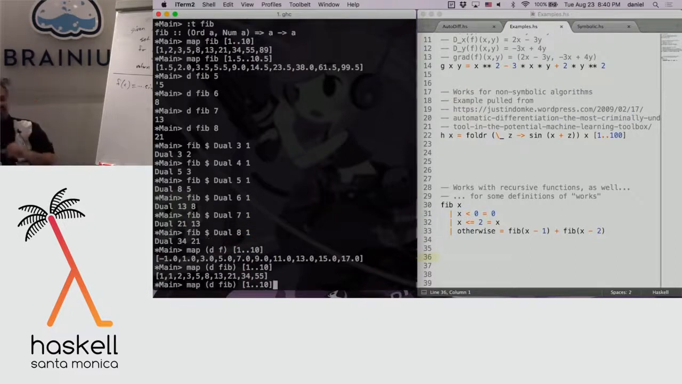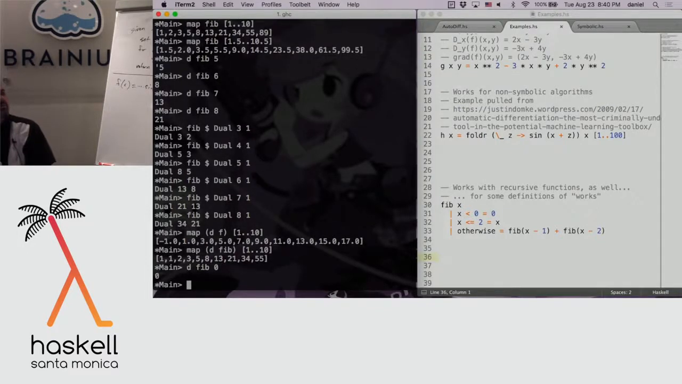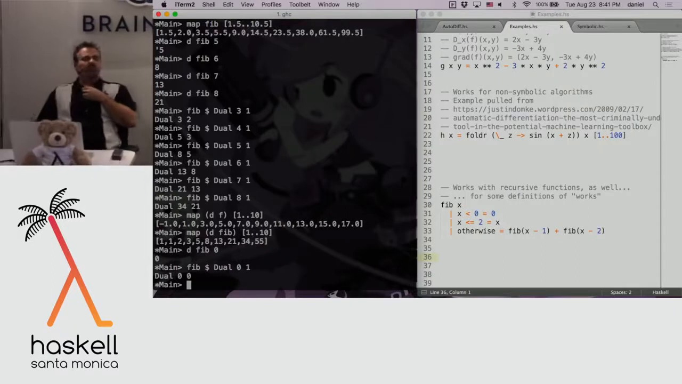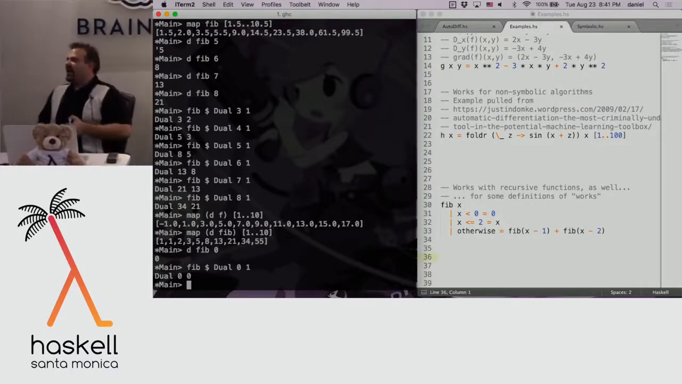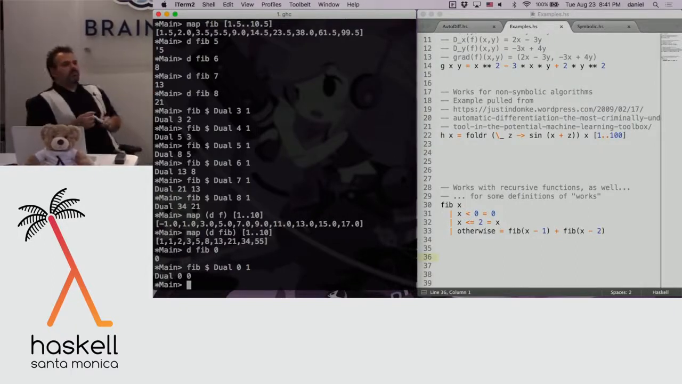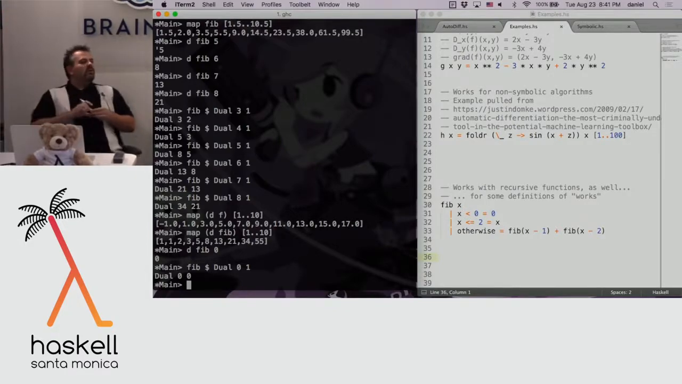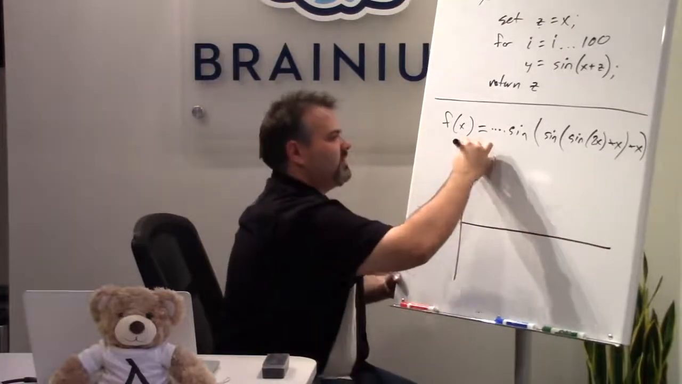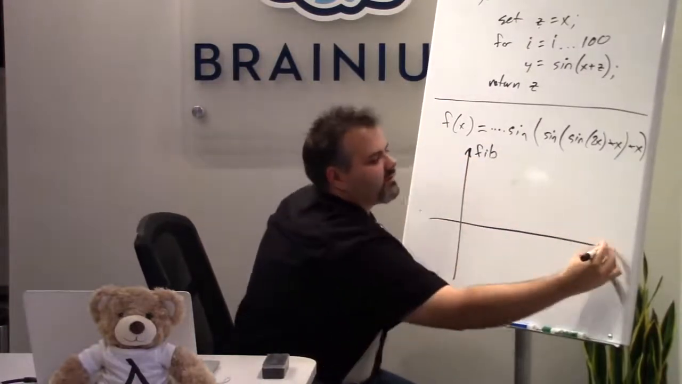Well, where it doesn't make sense is at 0. The derivative of the Fibonacci sequence is 0 at 0. Let's go fib, dual, 0, 1. And that's dual 0, 0. This is actually a lie, and this is a gaping hole in my implementation here. So we want to actually graph my fib function. It looks something like this.